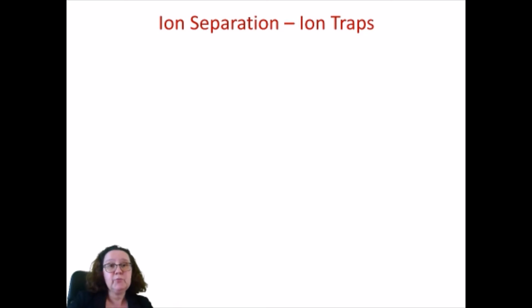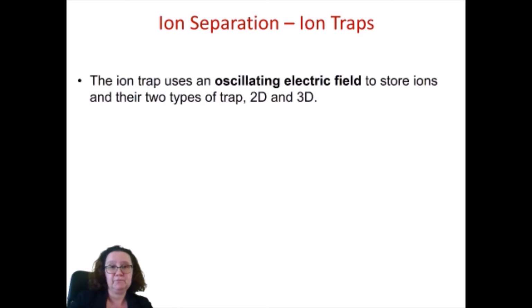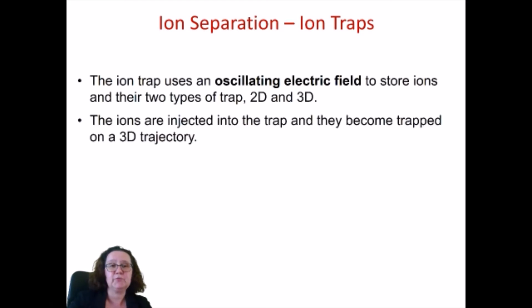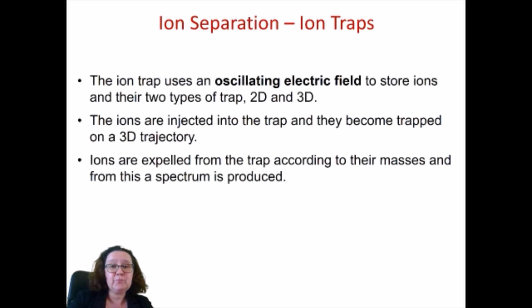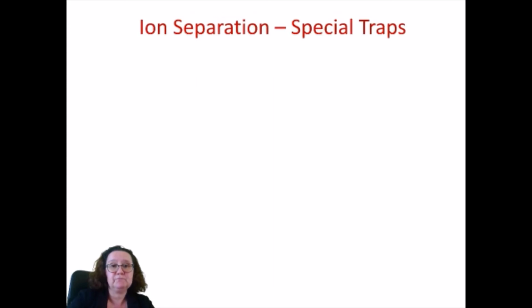Another way of separating ions in mass spectrometry applied to proteins is the use of ion traps. It uses an oscillating electric field, and there are 2 types of traps: 2D traps and 3D traps. The ions go through the trap, and they become trapped on a 3D trajectory or a 2D trajectory, and they are expelled from the trap according to their mass, and that's how you produce a mass spectrum.